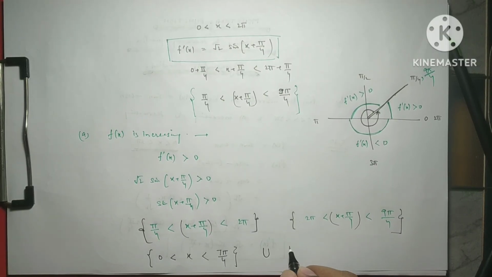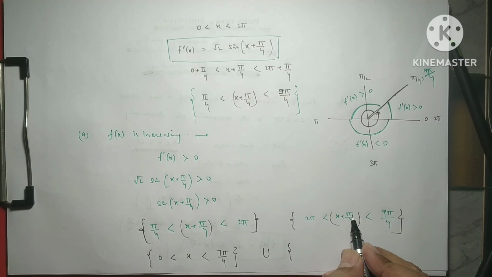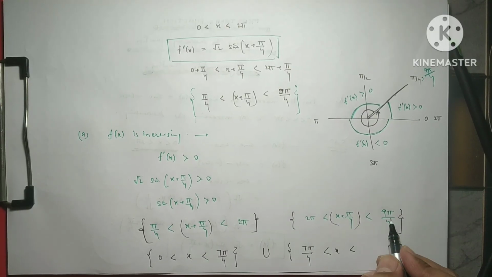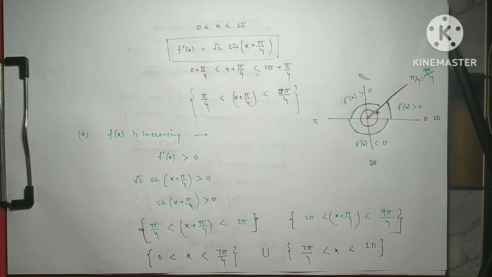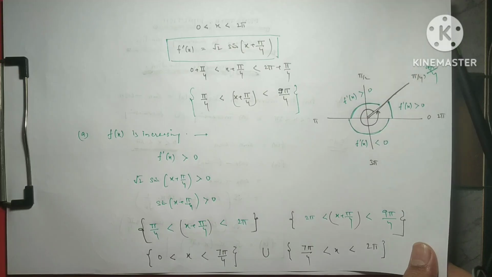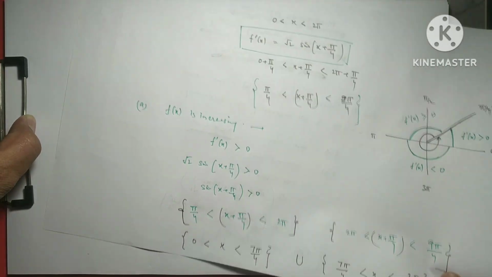And union, on subtracting pi by 4 in these, you get 7 pi by 4 to x, and this is 2 pi. So these two intervals are where the function is increasing.